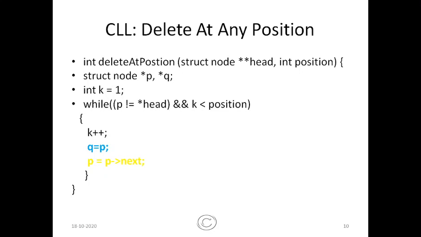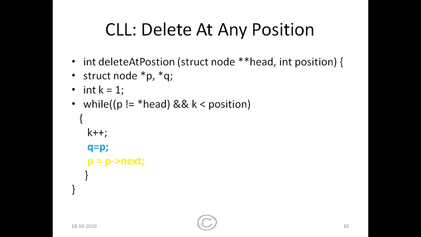Now look at the coding part. We have already declared a function named deleted position. We are passing the struct node star head, the first address of the circular list, and int position. Position here is 3 because the third node will be deleted. Now we will declare two pointers P and Q of type struct node star P and star Q. Now we initialize k equal to 1, to keep track of the number of nodes.